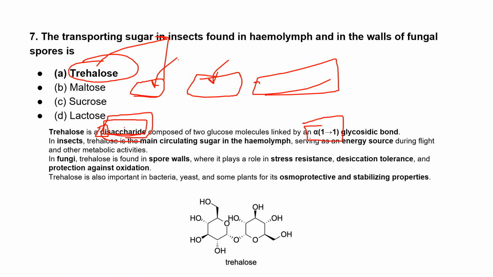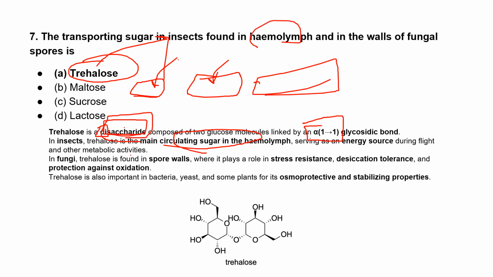In insects, trehalose is the main circulating sugar in the hemolymph, and it serves as an energy source. Like we have glucose, and grapes have fructose, in the same way the transporting sugar inside the hemolymph of insects is trehalose.